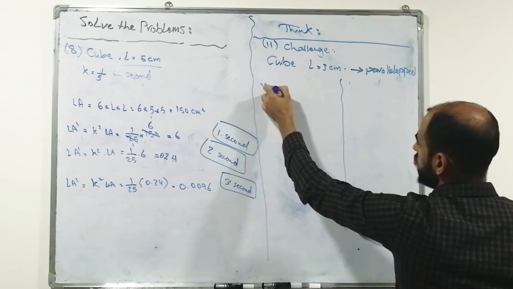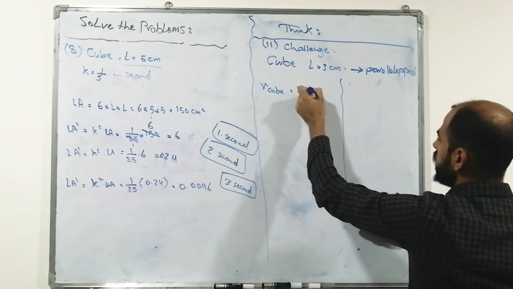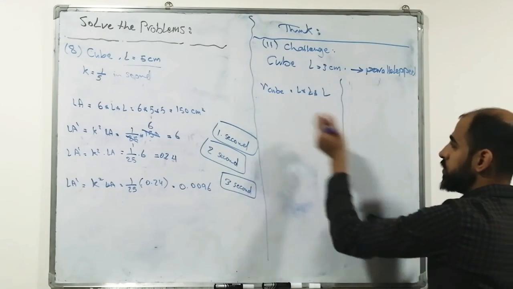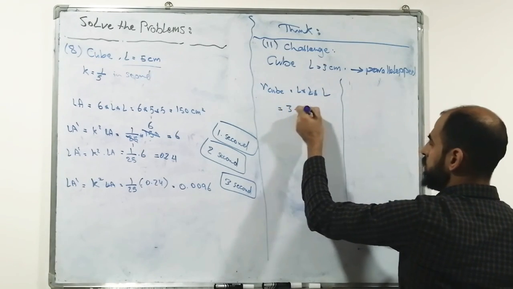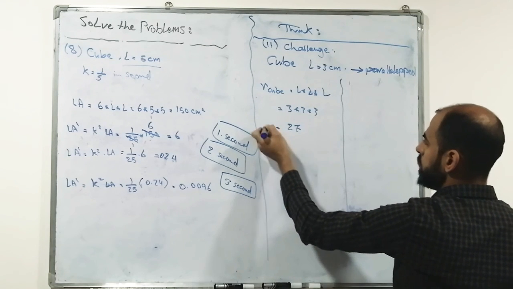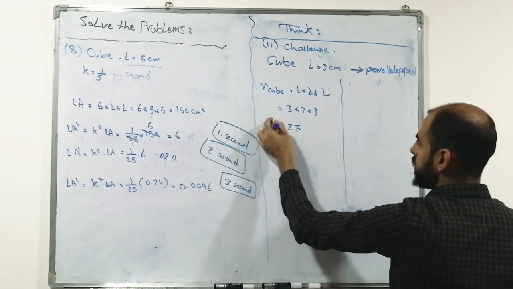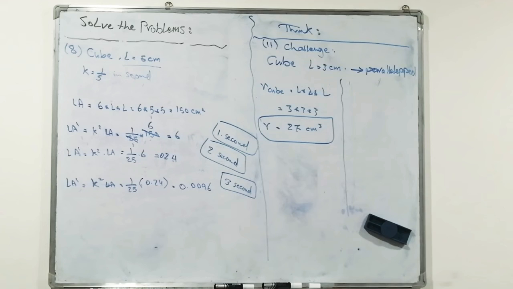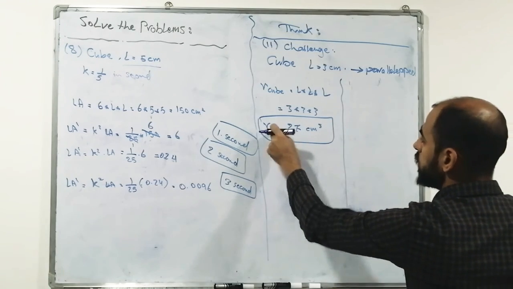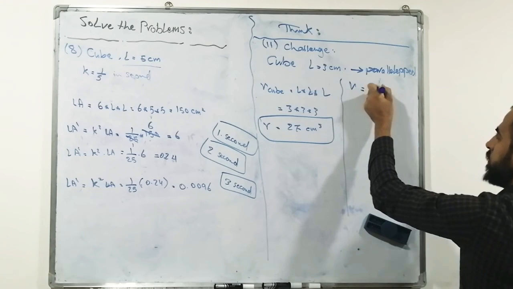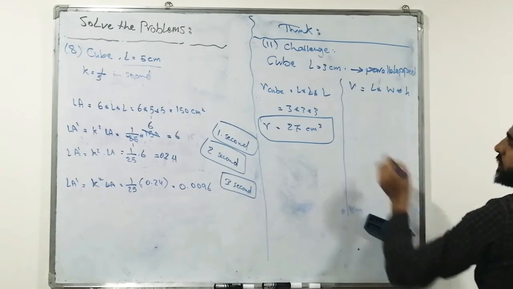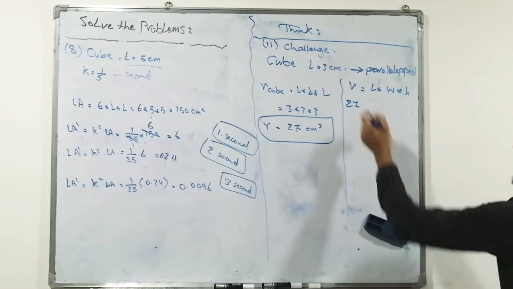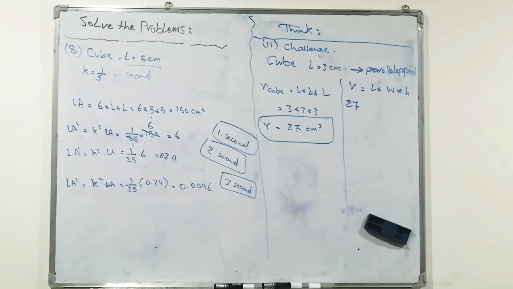Volume of cube equals length by width by height, or L by L by L, since the 3 dimensions of the cube are equal. So 3 by 3 by 3 equals 27. 3 by 3 is 9, by 3 is 27 centimeters to the power 3, the volume of the cube. We have to turn it into a parallelepiped, but keeping its volume, which is length by width by height, with its volume being 27.